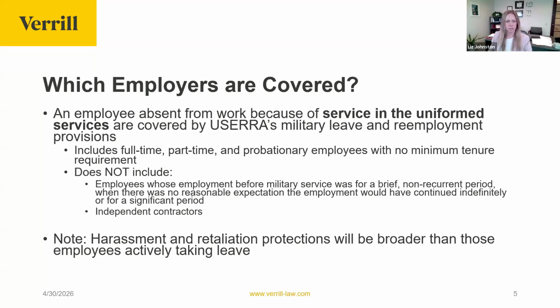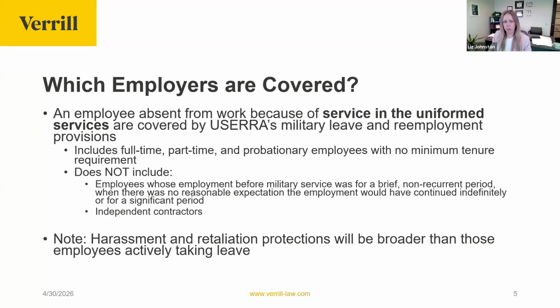Next slide, please. So next we'll talk about which employees are covered. Again, this is a fairly broad group, like with employers. So USERRA's leave and reemployment provisions are going to cover any employee who's absent from work because of service in the uniformed services. But this includes full-time, part-time, and probationary employees, and there's no minimum tenure requirement. So an employee who's been on the job for one day is entitled to the same protections as a 20-year veteran of your organization in terms of what's covered.